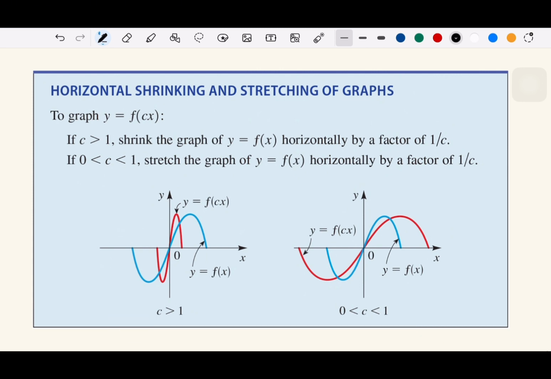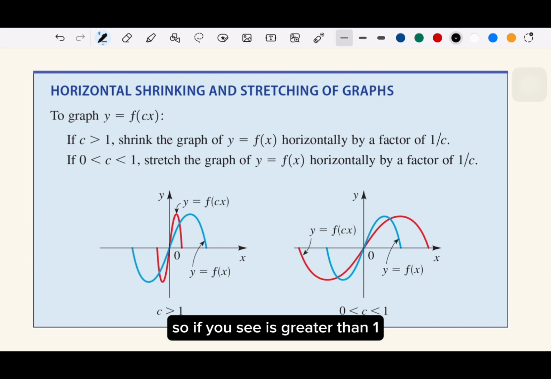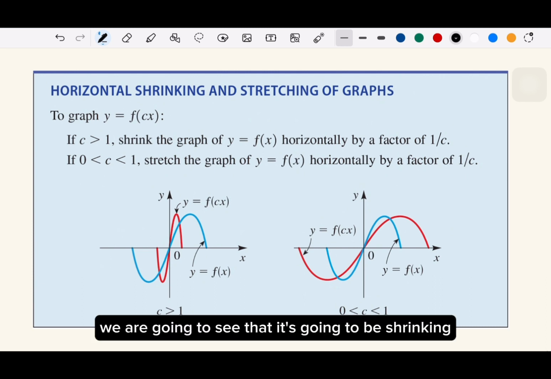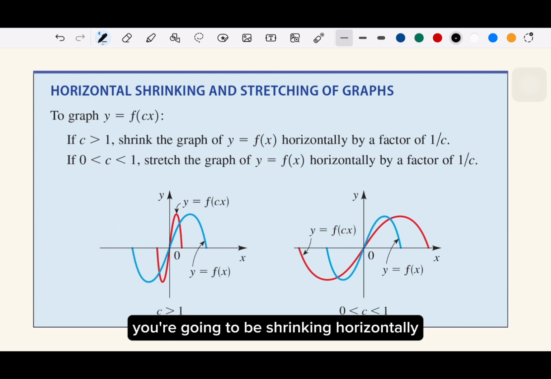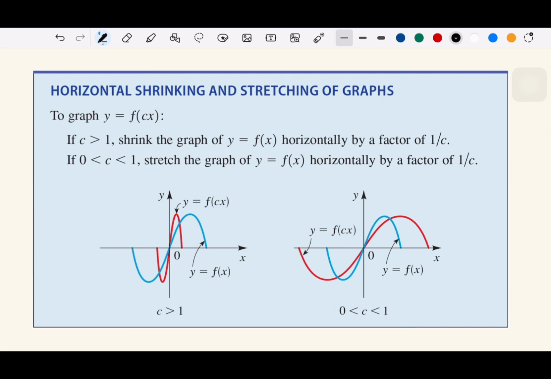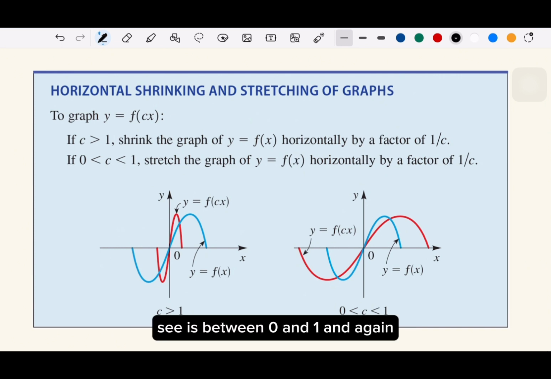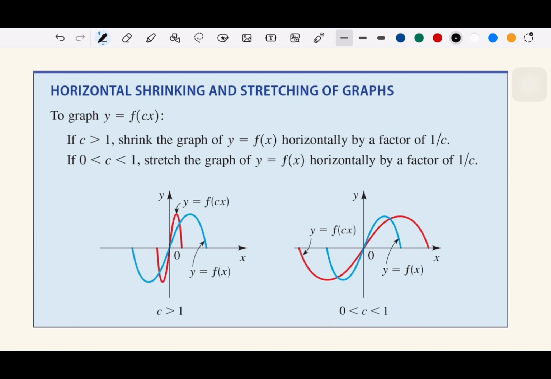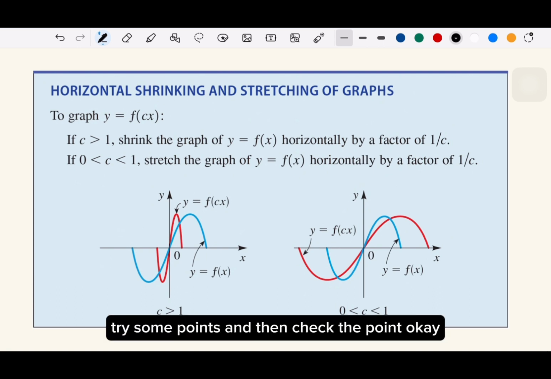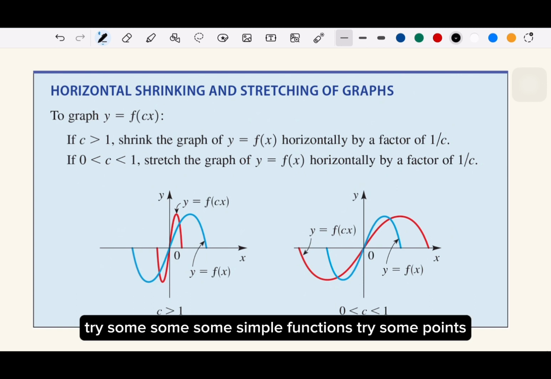Okay. So if c is greater than 1, we are going to see that it's shrinking horizontally. And this will be stretching horizontally if c is between 0 and 1. And again, if you feel anxious, try some points and then check the points. Try some simple functions, try some points, and then you can make your own conclusions. Because this is something that you don't need to memorize.